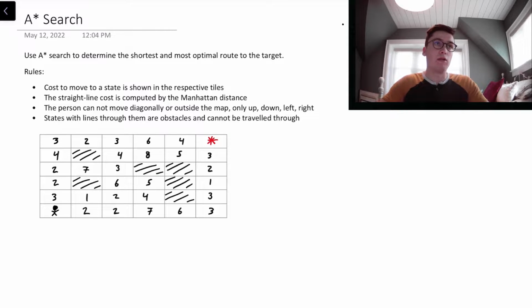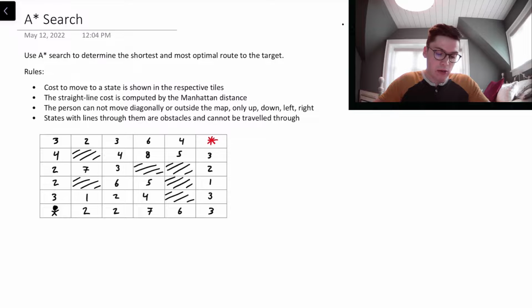Today I'm going to cover A-star search. It's an algorithm most commonly used in artificial intelligence for determining the shortest path. It's most commonly used for Google Maps and those types of applications. So today I'm going to go over a pretty simple but applicable question that is trying to get one person from a start to an end and trying to find the best path for them to take.